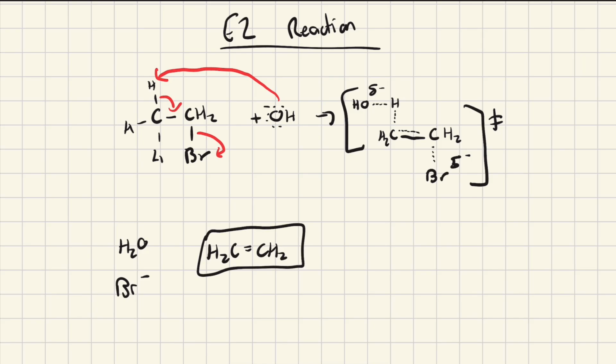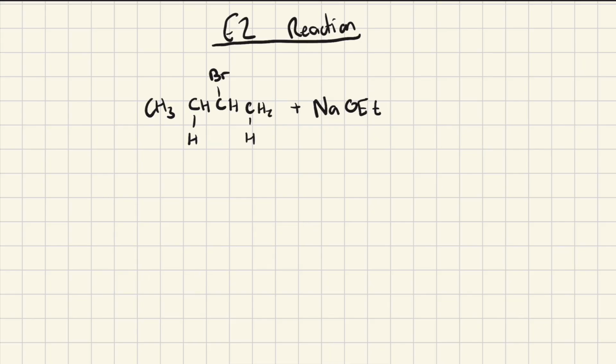In order to regenerate our hydroxide to keep this reaction going, there's a chance that our bromine is going to attach to one of those hydrogens and take it with it to make HBr, and then this H2O, after we get one of those hydrogens taken off, becomes the OH again, and it's ready to do the reaction again. Let's look at this reaction, where we have our alkyl halide reacting with sodium ethoxide.